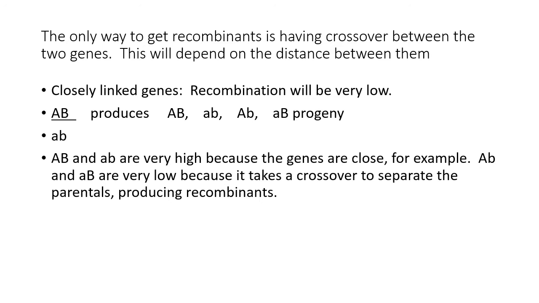Okay, so intuitively, again, we have to realize that closely linked genes will have very little recombination between them, and I've represented that as a big A, big B, written very close together. You do get all 4 gamete types, but the recombinant types will be relatively few because the genes are closely linked on the same chromosome.